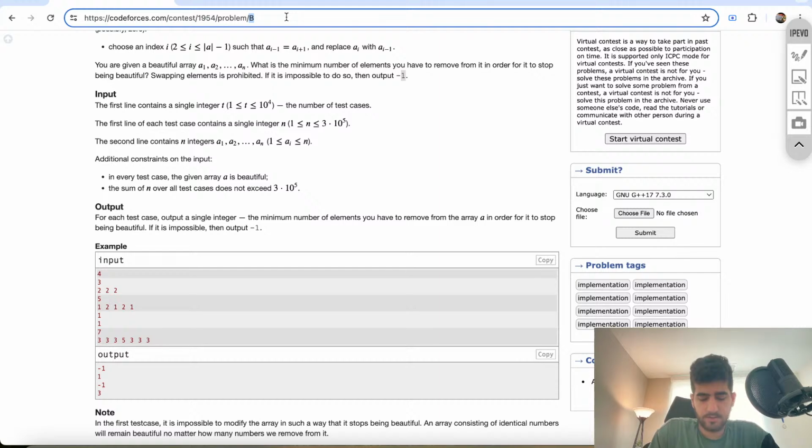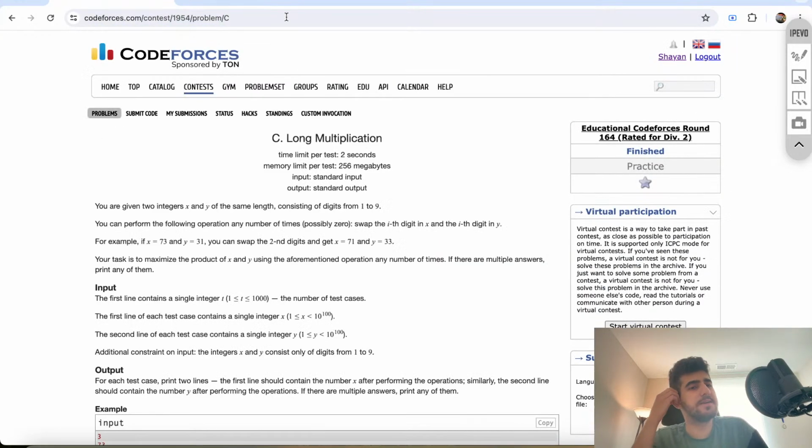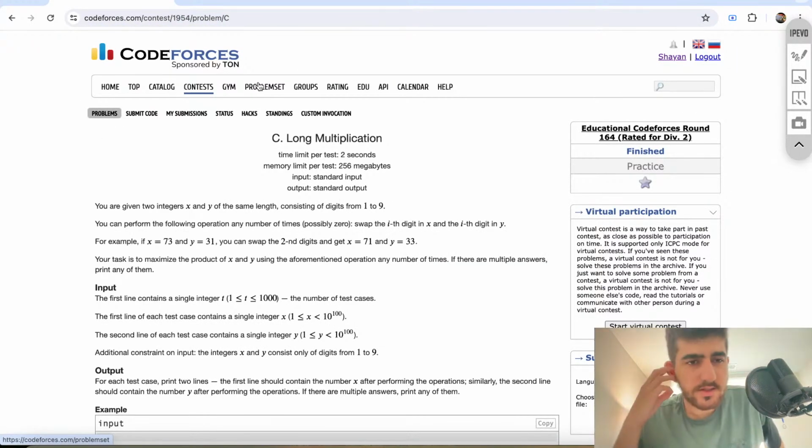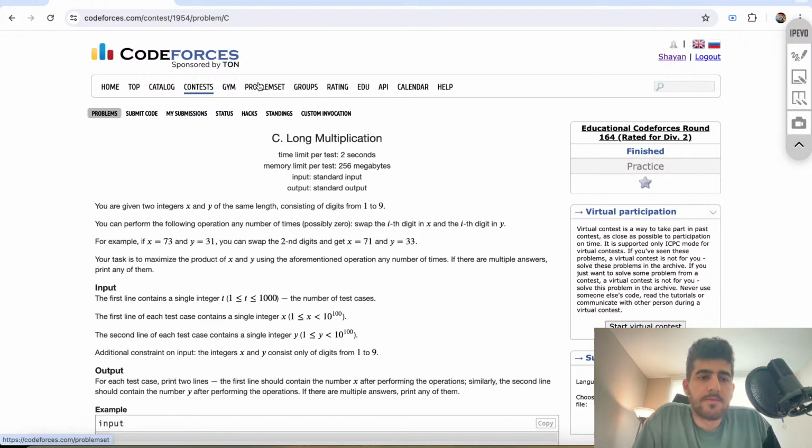Okay, so if you're okay, we will move on to problem C. I haven't read this one. I have planned to think on this with you, I mean in front of you. You are given two integers x and y of the same length consisting of digits from 1 to 9. You can perform the following operation any number of times, possibly 0. Swap the ith digit in x and the ith digit in y.